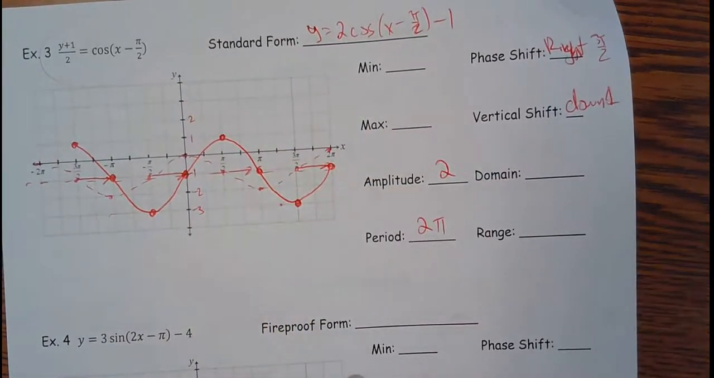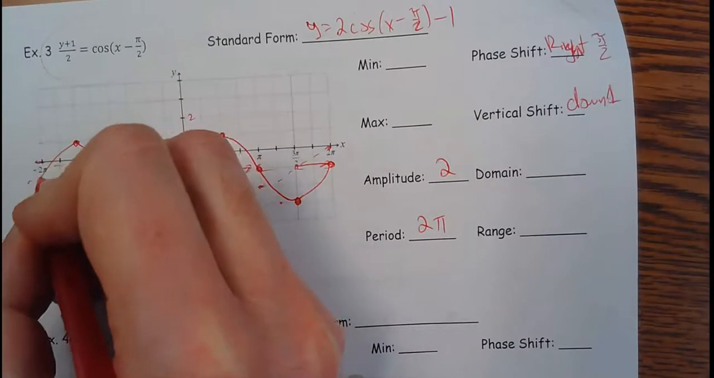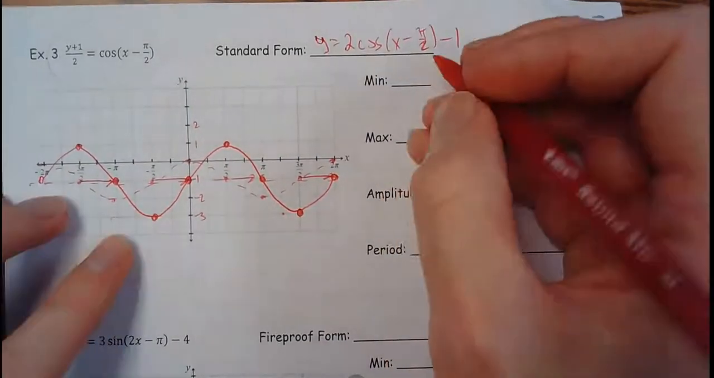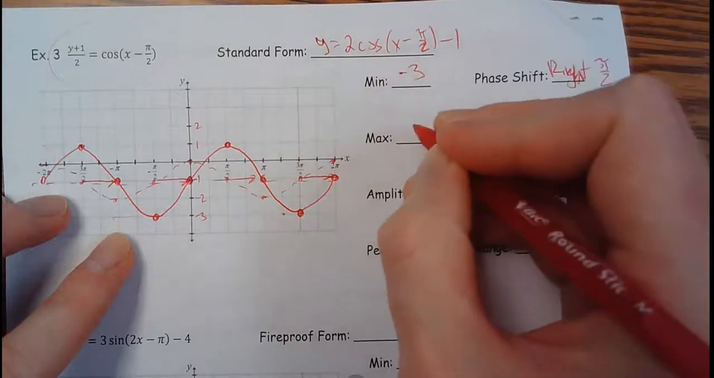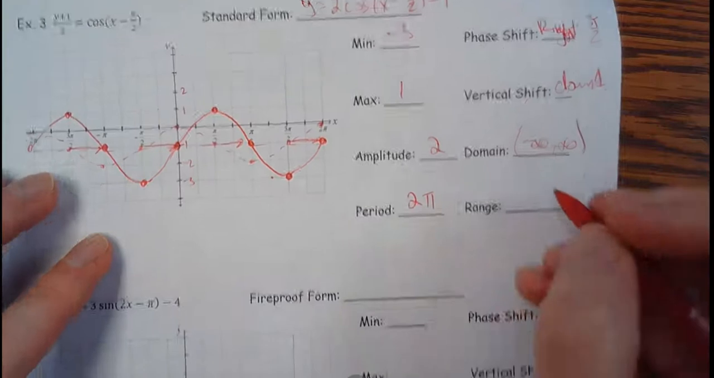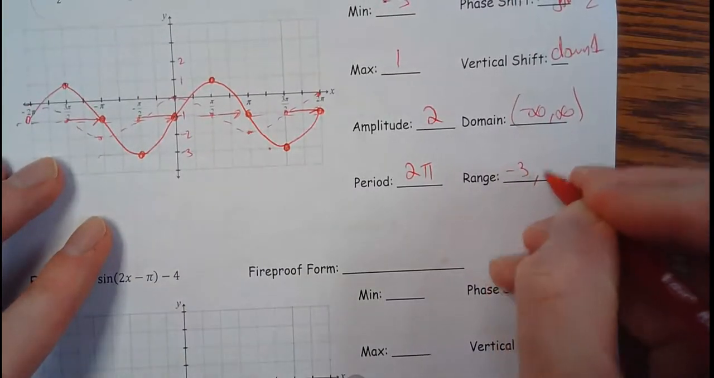So it looks something like that. You can continue this on then, right there. So the minimum and maximum: the minimum is -3, the maximum is 1. The domain is negative infinity to infinity, and the range is -3 to 1.